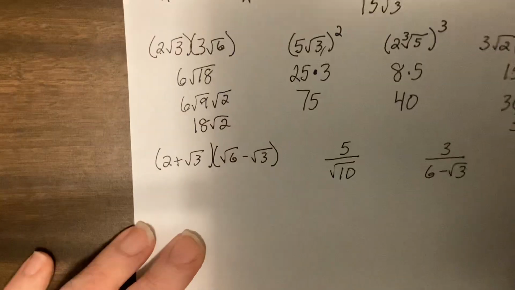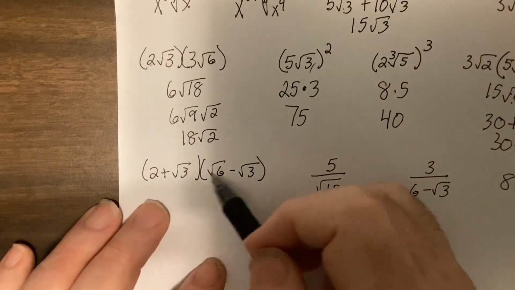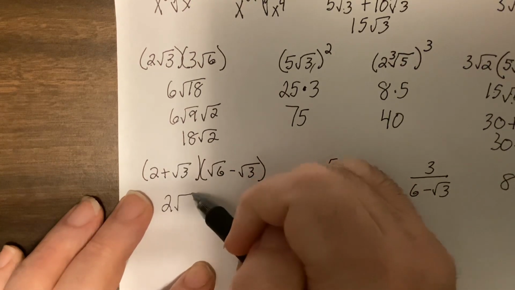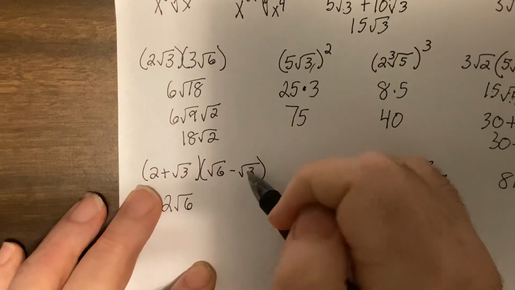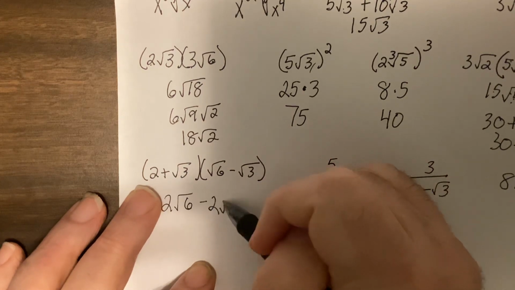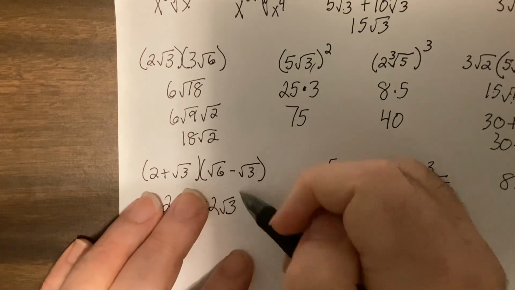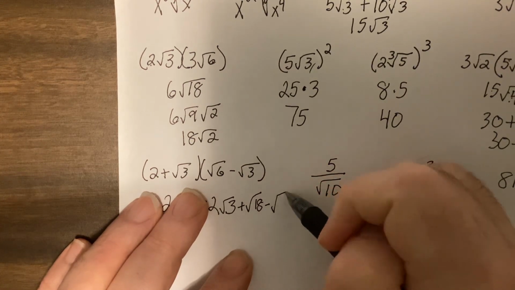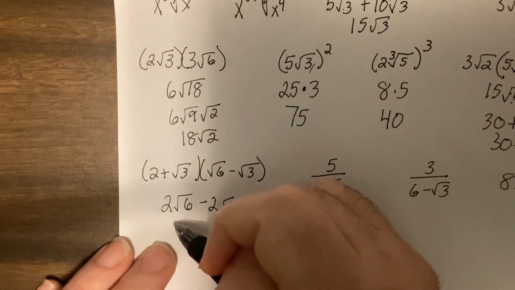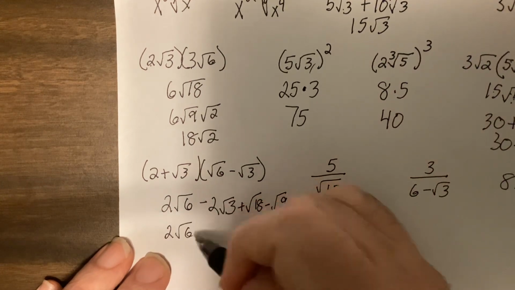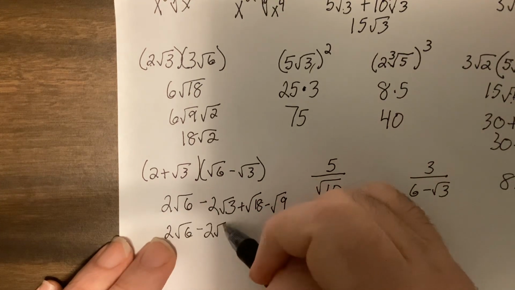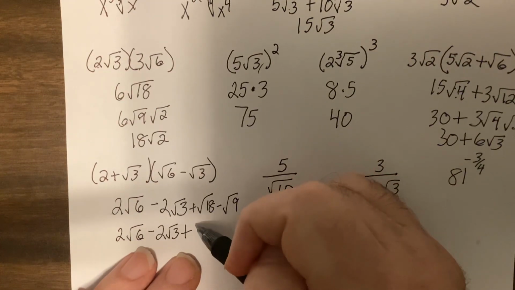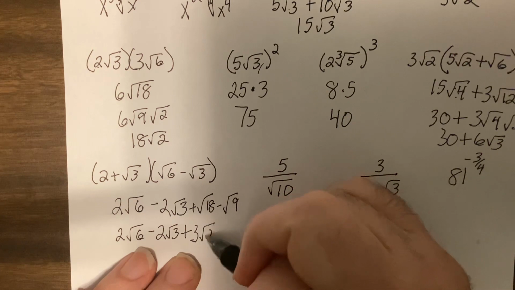Now, this does have a plus or minus, so you have to FOIL it. 2 and 6. 2 square root of 6. 2, and this would be minus 2 square root of 3. This and this would be square root of 18 minus square root of 9. So this is 2 square root of 6 minus 2 square root of 3. Now 18 is 9 and 2. Square root of 9 is 3.